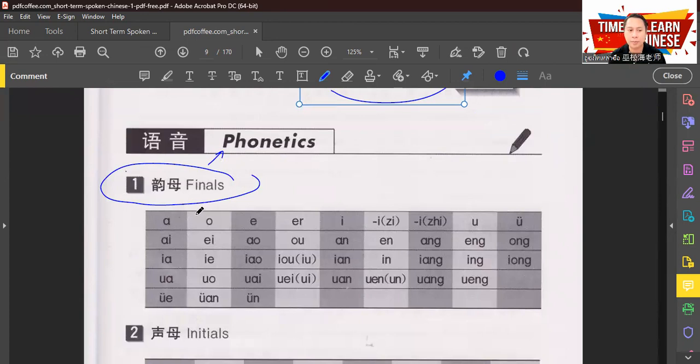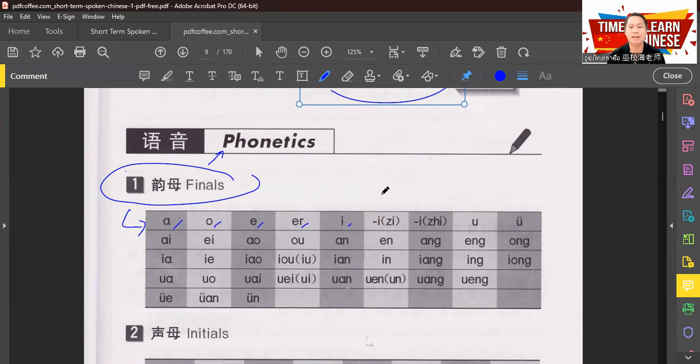Please follow me. I will start from the first row. Okay, let's start. A is A. O is O. Again, please. O. Next one. E is E. Again. Next one. ER. You have to twist up your tongue. Okay. Next one.